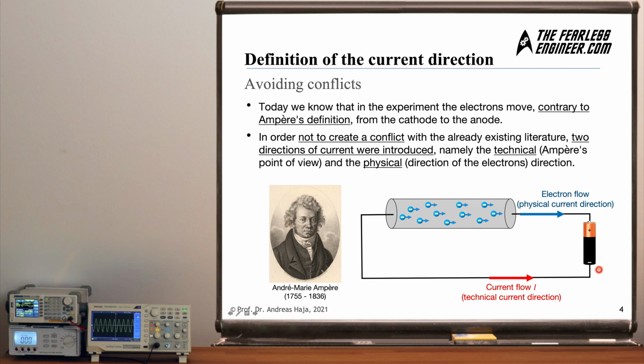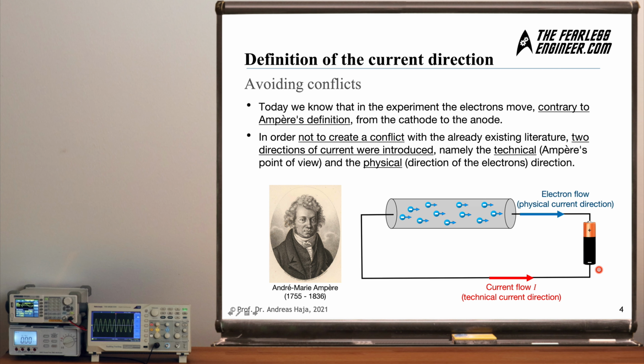And in order not to create a conflict with the already existing literature, which has been written over decades and even centuries in some cases, two directions of current were introduced in order to mitigate this problem, which were then called the technical and the physical direction. The technical direction is the one introduced by Ampère in a random fashion. This is Ampère's point of view from the positive to the negative terminal.